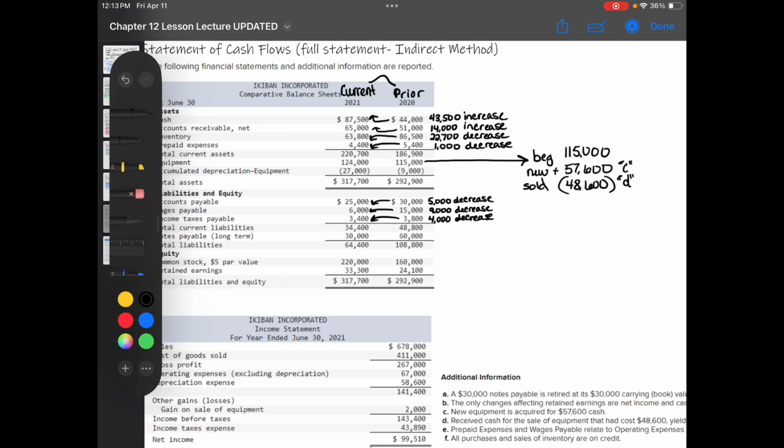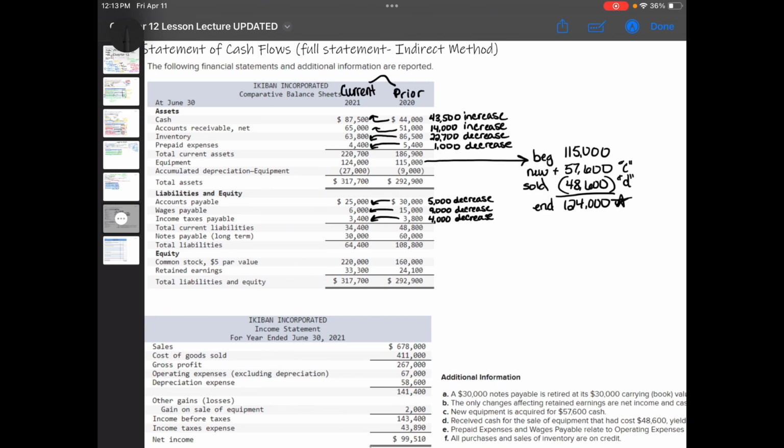And so if we add and subtract down, it equals 124,000, which is the correct end number. So we're good. So we kind of check that out. I'll do a little star there. We're good to go. We can take from beginning to end and we can reconcile all of that. That's important. Now the next line is actually accumulated depreciation.